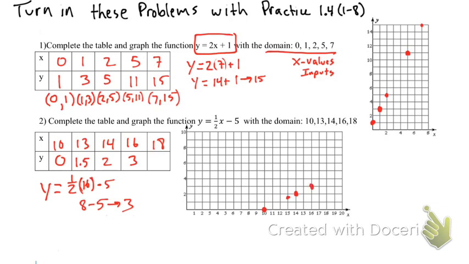And then last but not least, we're going to plug in 18. Half of 18 is 9. 9 minus 5, that gives me 4. So 18 comma 4. Okay, and we're done with number 2.